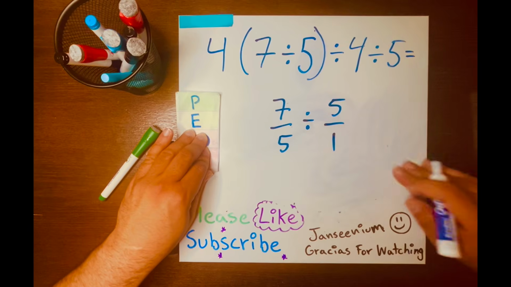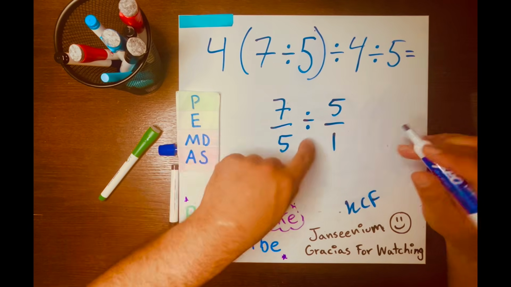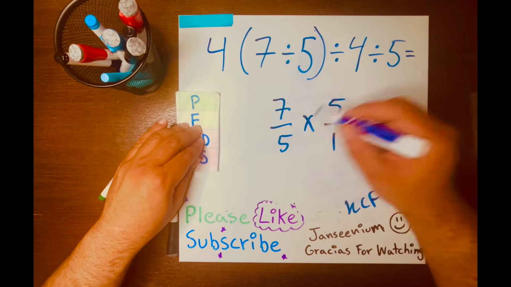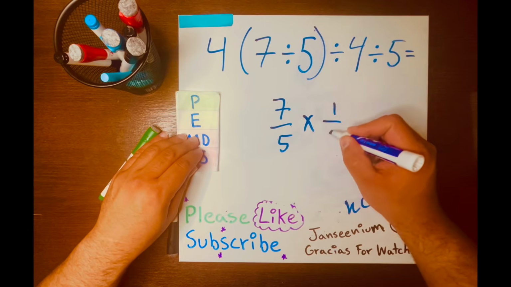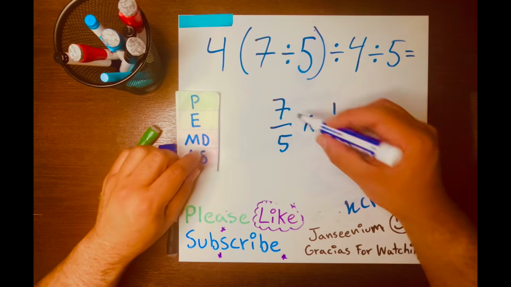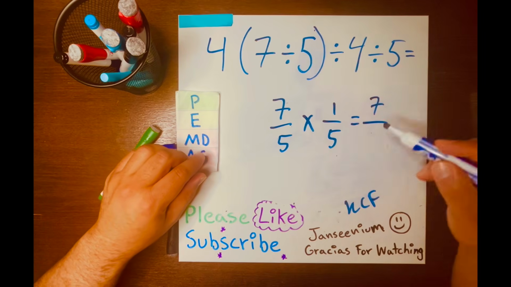And we're going to use the keep, change, flip rule again. So we keep the first fraction, change division to multiplication, and lastly flip the 5 over 1, and I'll write it 1 over 5. And we multiply across, so 7 times 1 is 7 over 5 times 5 is 25.